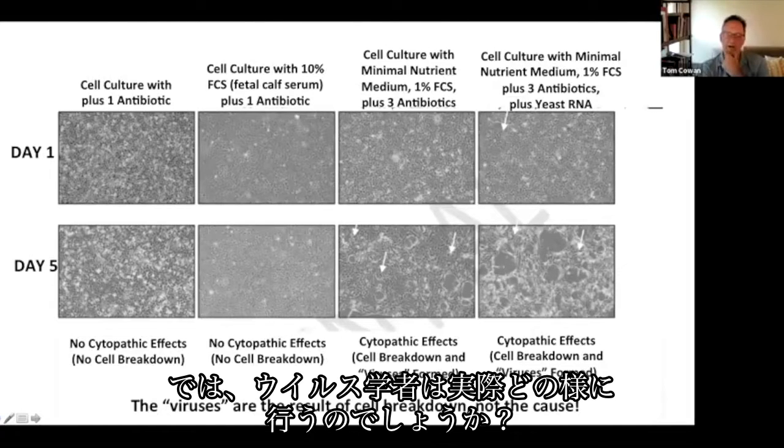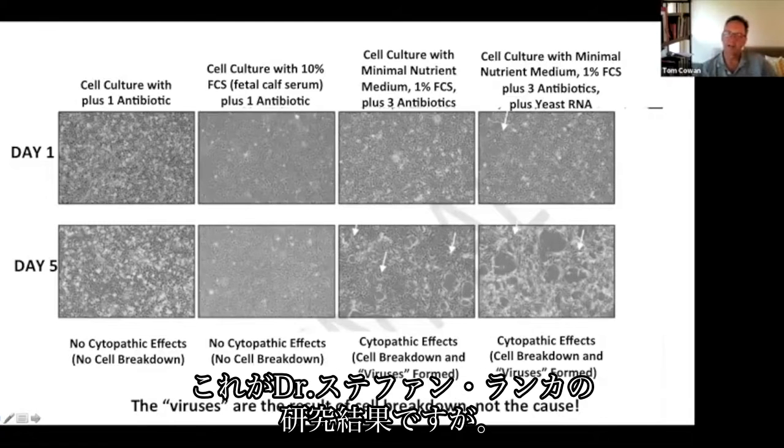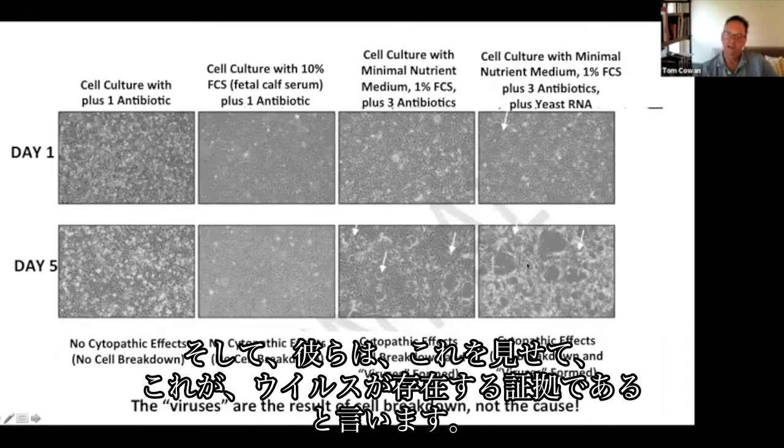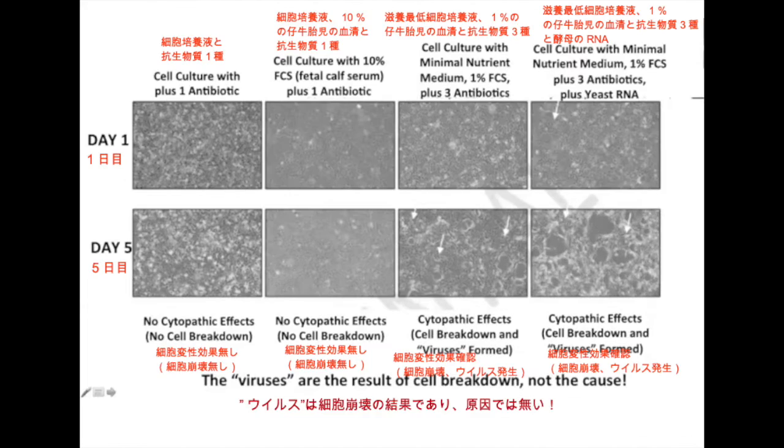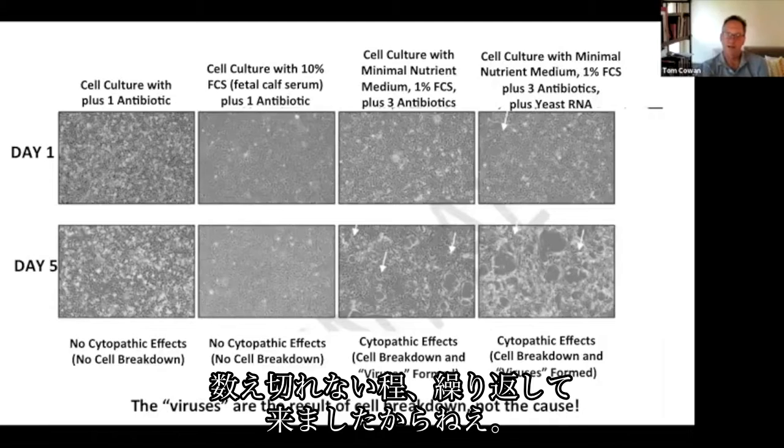Okay, so how do virologists do it? They find the cytopathic effect, which this is Stefan's study. So they see this and they say that is proof there's a virus. Now, we're not going to go over that because I've been over that numerous times.